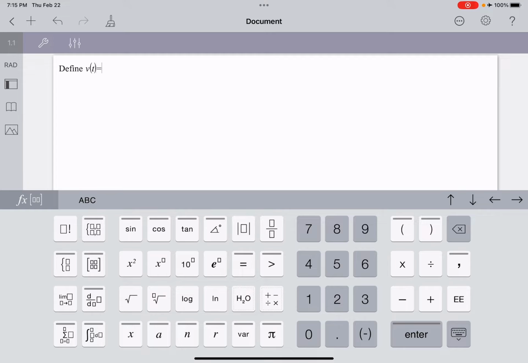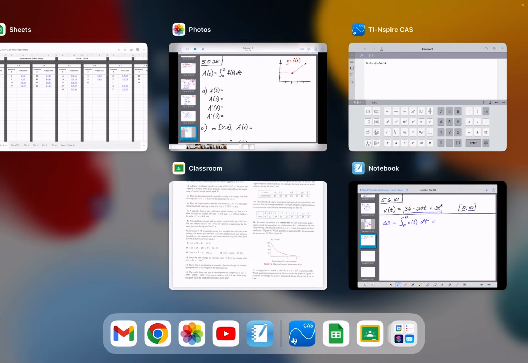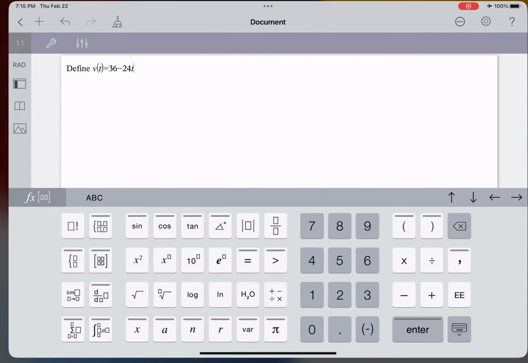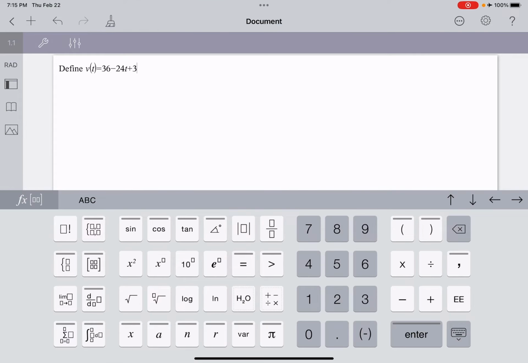Okay, and our function there was, I better double check this in a minute, I thought it was a 36 minus a 24 and then a t... let me double check that now. 36 minus 24t plus 3t squared. Gotcha. Okay, there's your v of t function, so we'll define it that way.